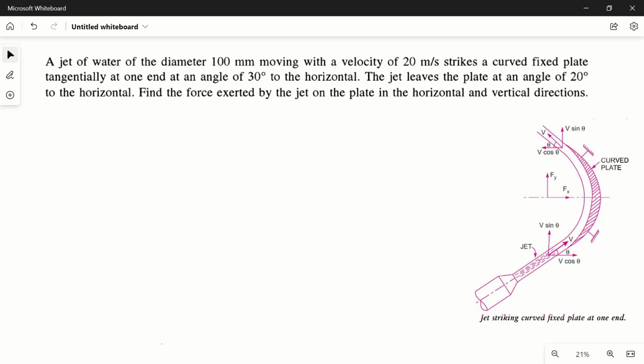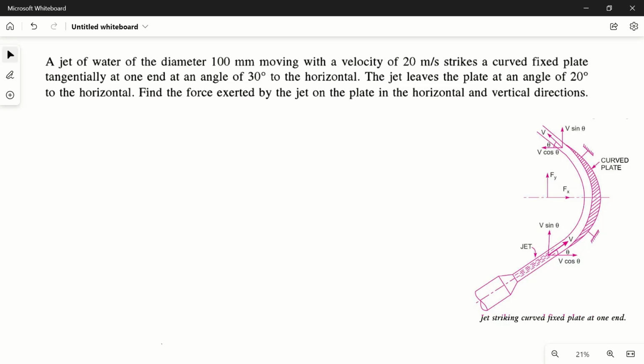In today's video we will solve a numerical problem related to fluid mechanics. So you can see that this is a problem related to a water jet striking tangentially at a fixed curved plate. So let's read out the problem and note out the parameters which are given in the question simultaneously.